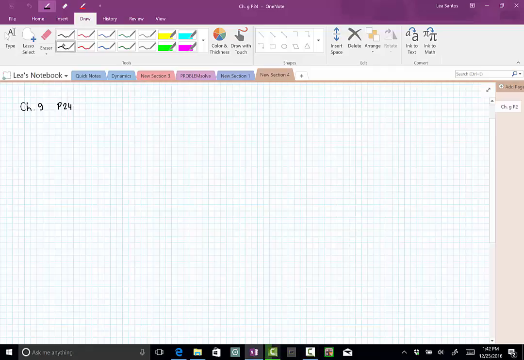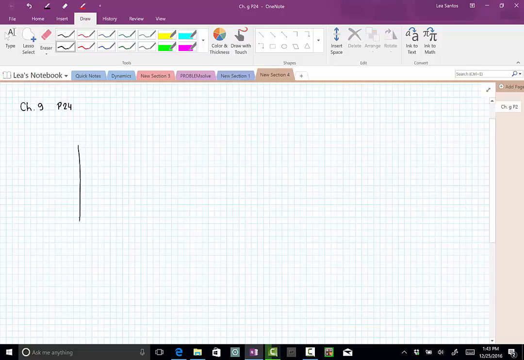Okay, so this is problem 24, chapter 9 of Giancoli 6th edition. So we have two trees, and we know the distance between them, and we have a backpacker who is trying to lift his pack out of the reach of bears. Okay, so the drawing is more or less like this.